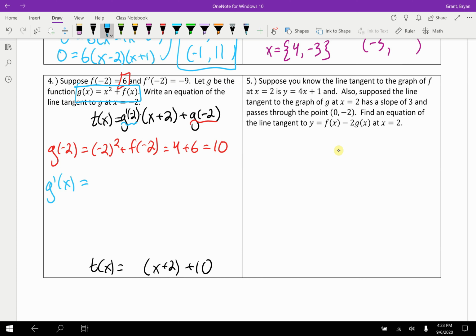Ooh, and this one's important. The derivative of x squared, I bet we're starting to get comfortable. 2 times 1 is 2, x to the first, just 2x.